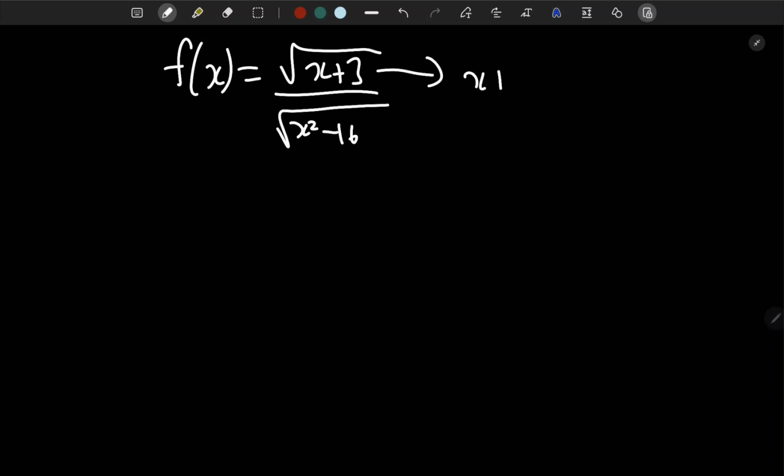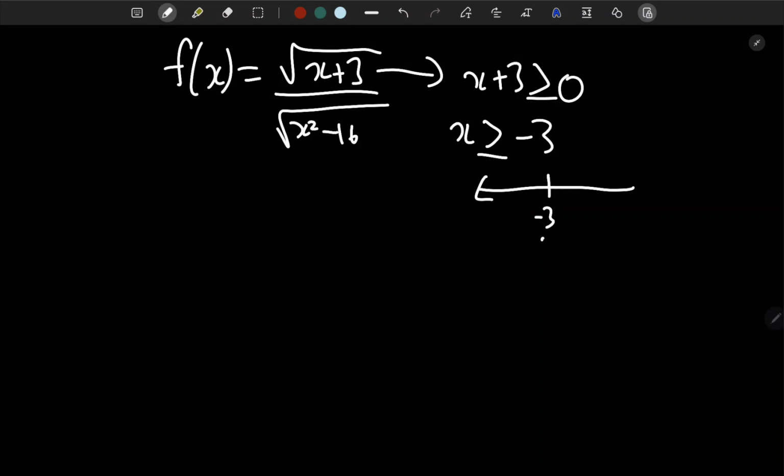So x plus 3 is more than or equal to 0, and x has to be more than or equal to negative 3. So we can draw a quick number line here and indicate this. So negative 3, and we are including this all the way to positive infinity.